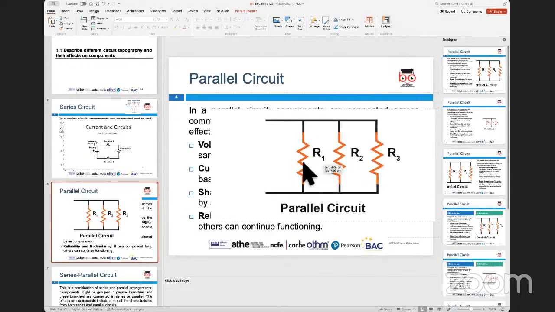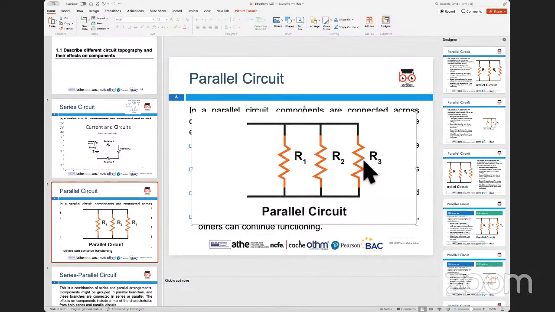Now, a parallel circuit essentially means that you would see different resistors combined, with the current flowing in parallel branches, but the voltage remains the same for each of the components.